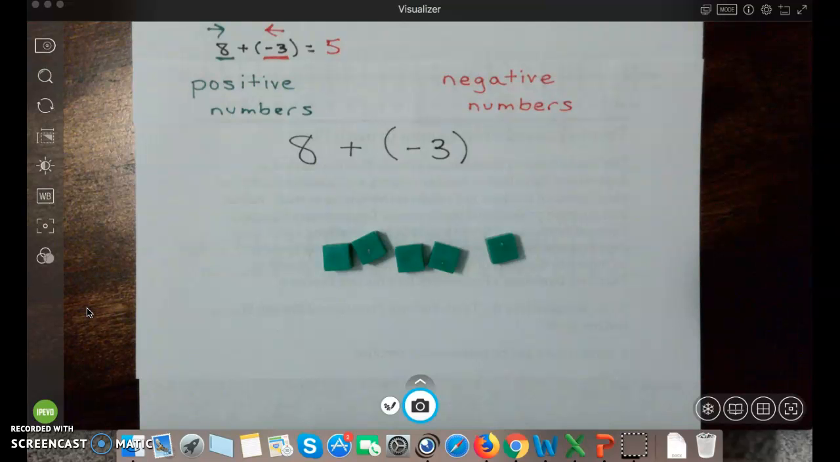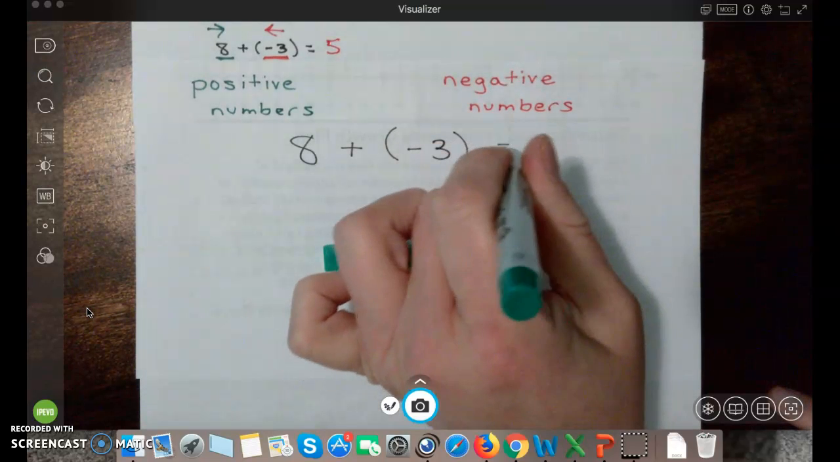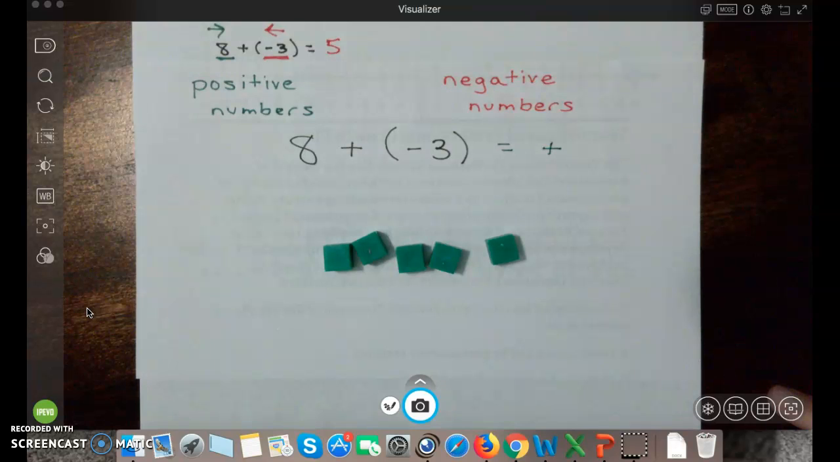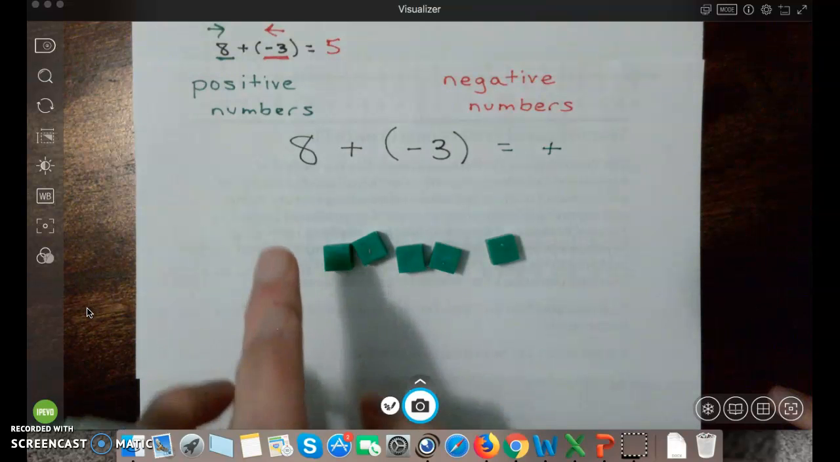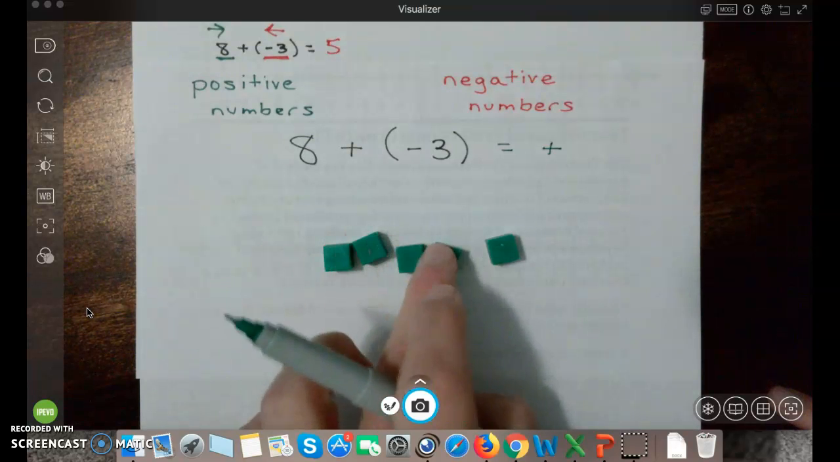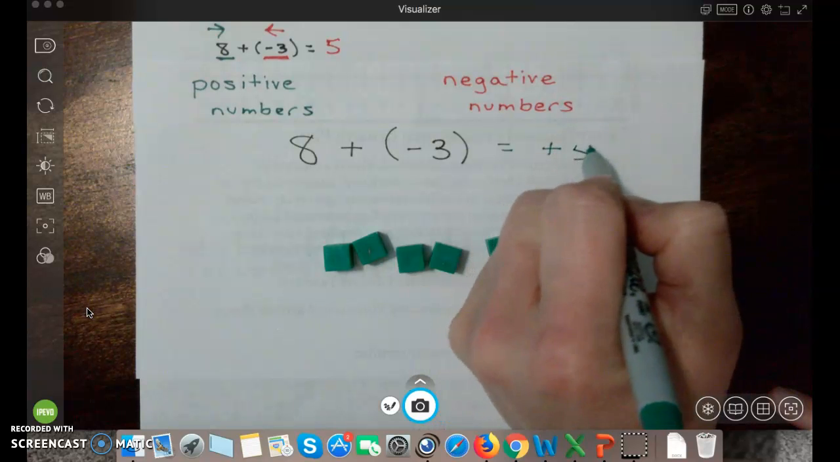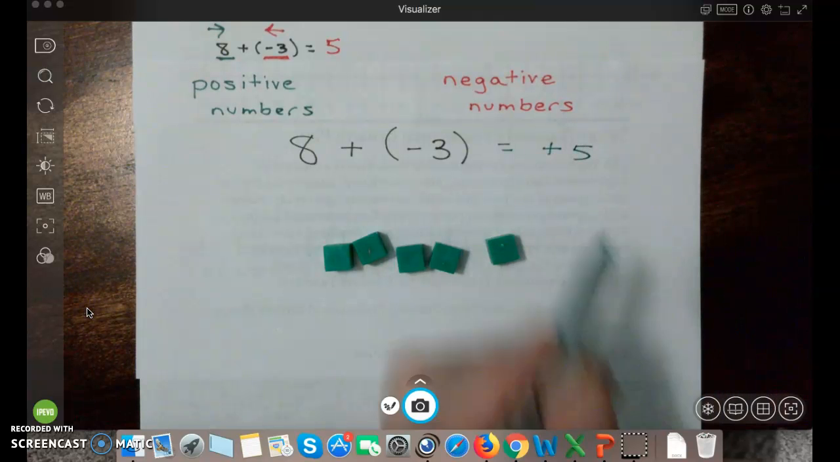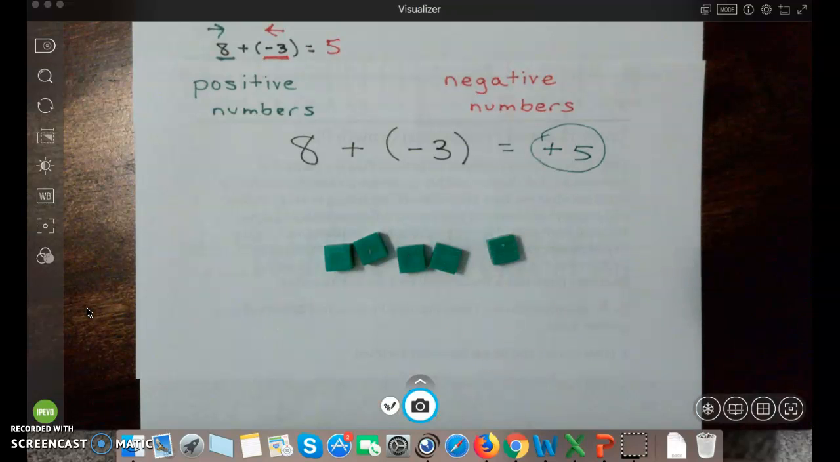I have green cubes left. That means my final answer is going to be positive. And how many do I have left? 1, 2, 3, 4, 5 of them. So my final answer is going to be a +5. And again, no need to put the plus sign there, but I'm just putting that there to emphasize it's positive because we have green cubes left.